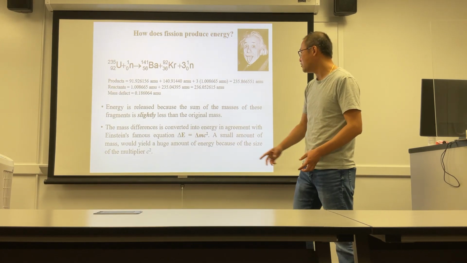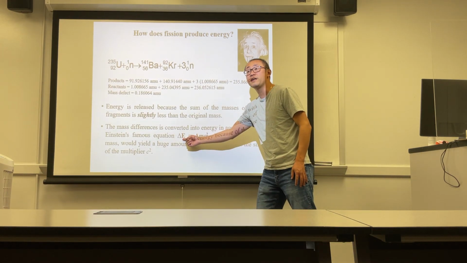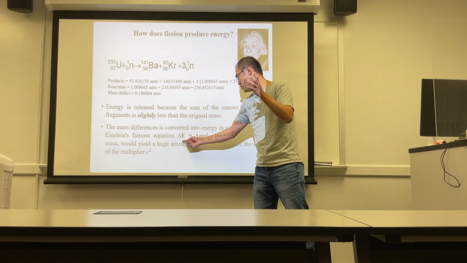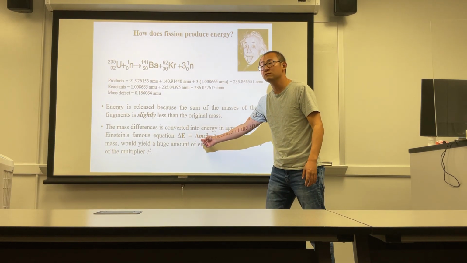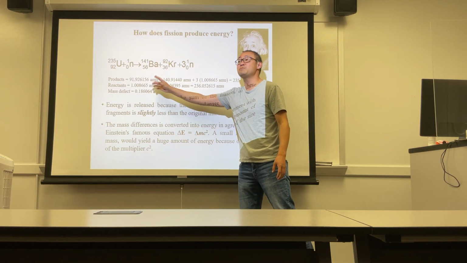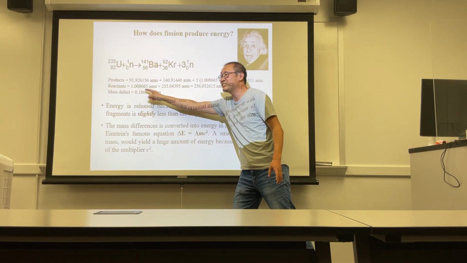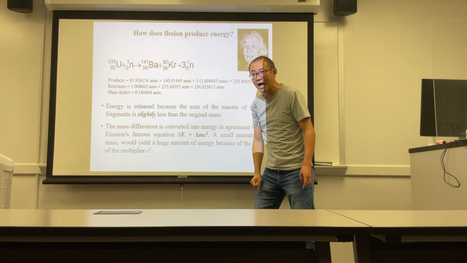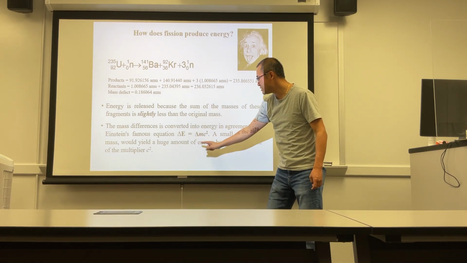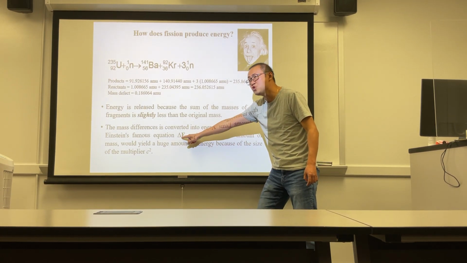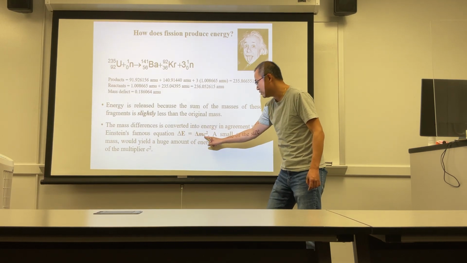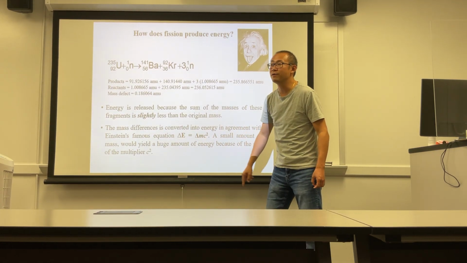Okay, C squared. Delta E means what? Energy change. Well, how much energy is released? Delta M means what? Mass change. How much mass is defect? Now, we know mass defect is what? Tiny, right? How could this tiny number become a huge amount of energy? It is actually because of the C squared.